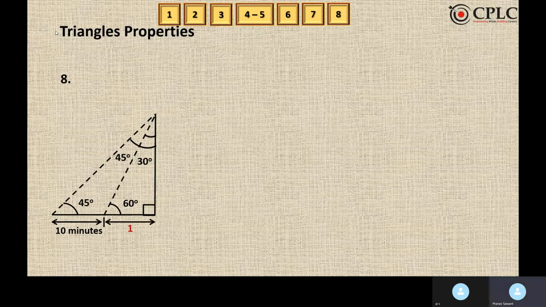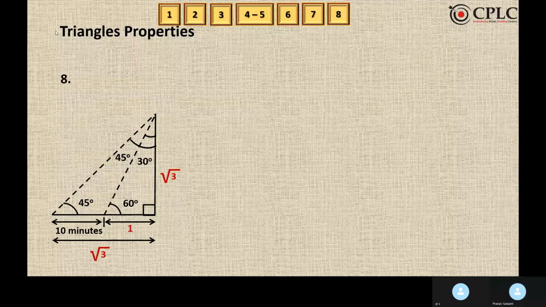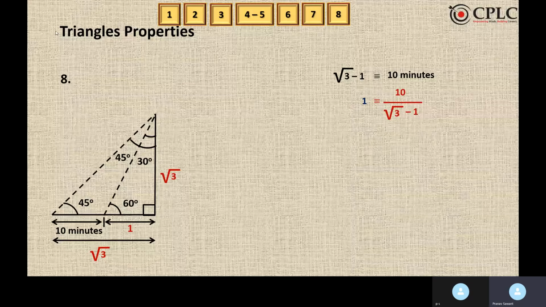Now we know that side opposite to 30 is 1. Side opposite to 60 is root 3, and side opposite to 45 is also root 3. Now, the entire base is root 3. So root 3 minus 1 is going to give us the remaining part, that is equal to 10 minutes. So 1 is equal to 10 upon root 3 minus 1. By further rationalizing it, it's 5 into root 3 plus 1 minutes.